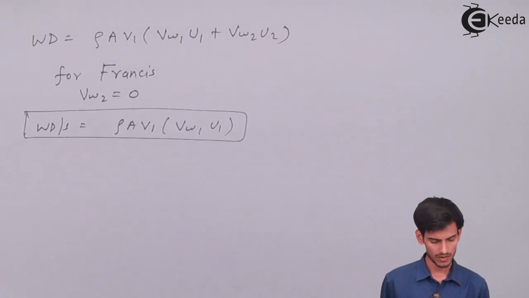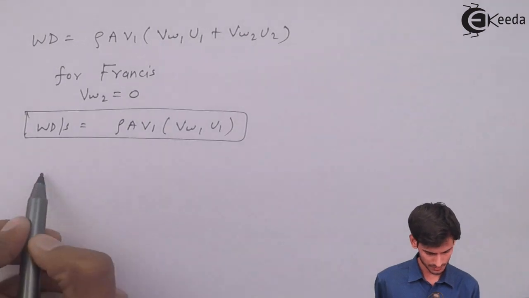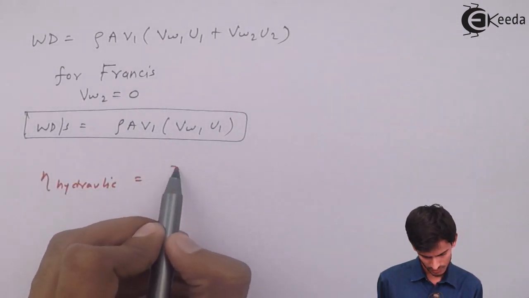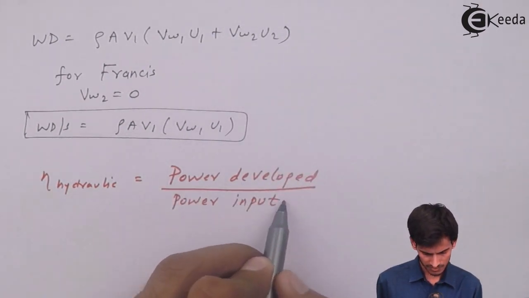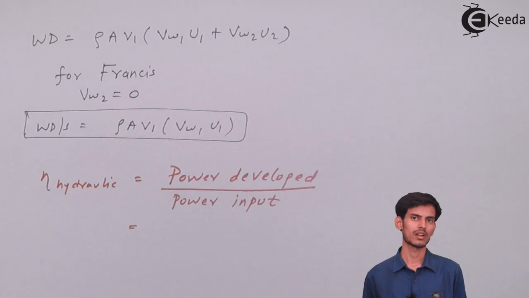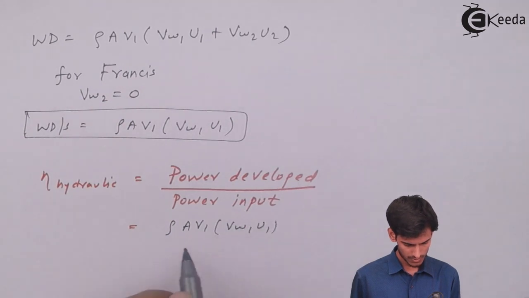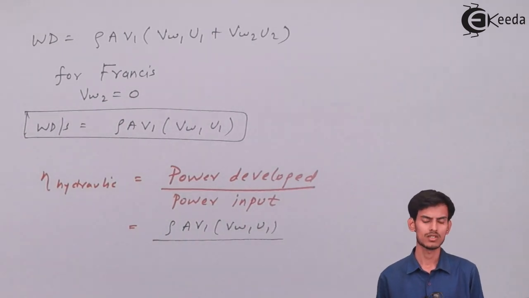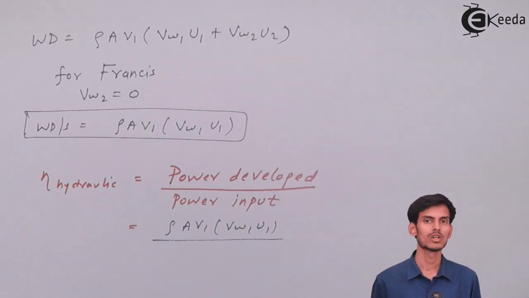Next is the hydraulic efficiency. Hydraulic efficiency is nothing but the power developed by the runner divided by the power input to the runner. The power developed by the runner is nothing but work done per second. Work done per second, we call it power. So power developed is nothing but rho a v1 vw1 u1, and power input is nothing but rho g Q H.